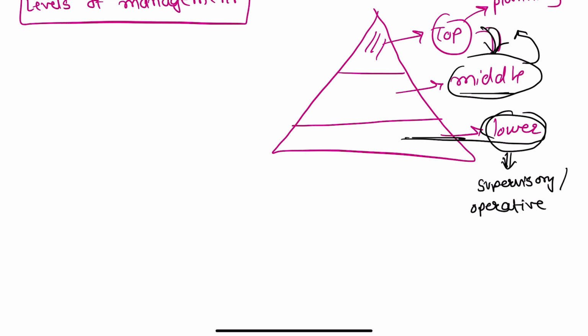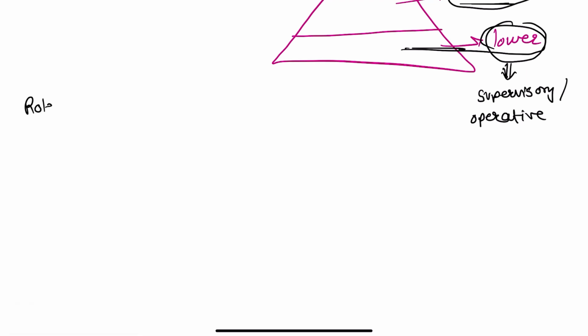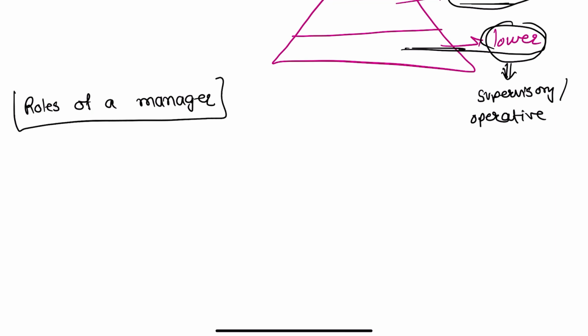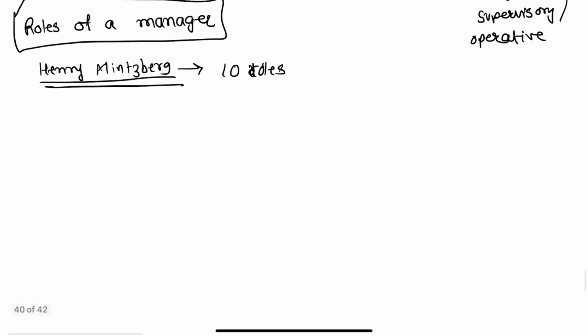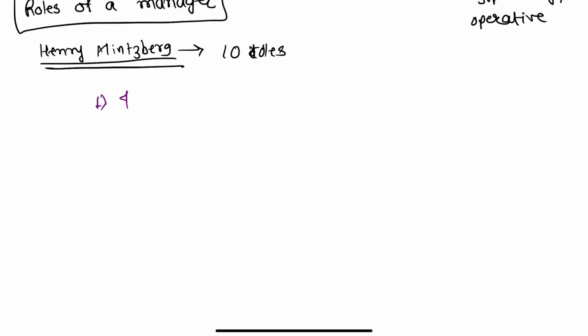Now, what are the roles of a manager? There was one person called Henry Mintzberg. He identified 10 different roles and separated them into three categories.